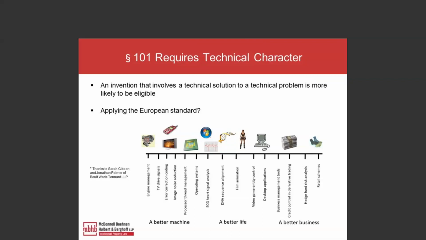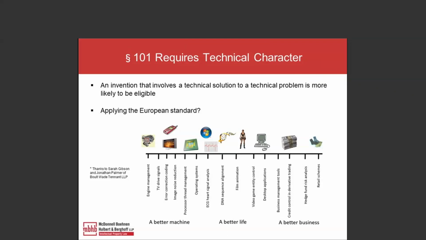In the middle, you've got inventions that could go either way, DNA sequencing, alignment, film animation, and so on. For the most part, if you claim these inventions right, you'll probably be able to overcome any 101 issues, but if you claim them in a rather vague way, or you don't emphasize the technical character, maybe not. So in a nutshell, what this spectrum tells you is that on the left, you're improving how machines work. On the right, you're improving how businesses work. And in the middle, you're improving how people work.